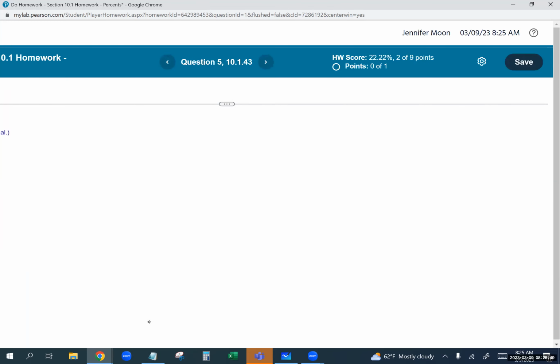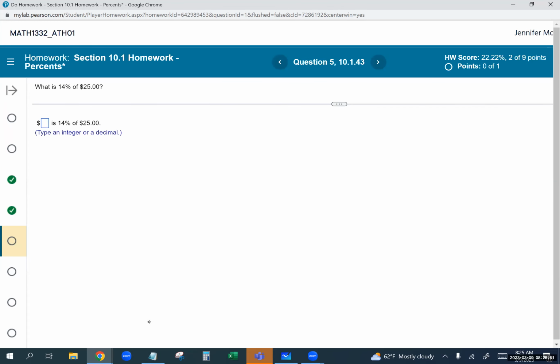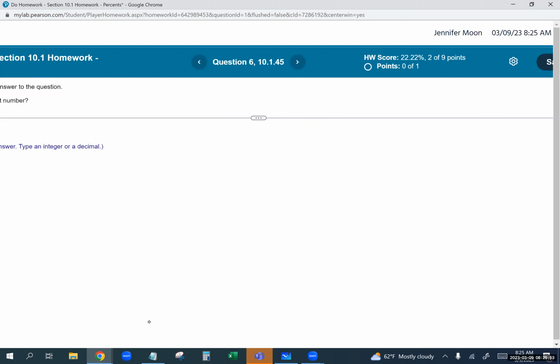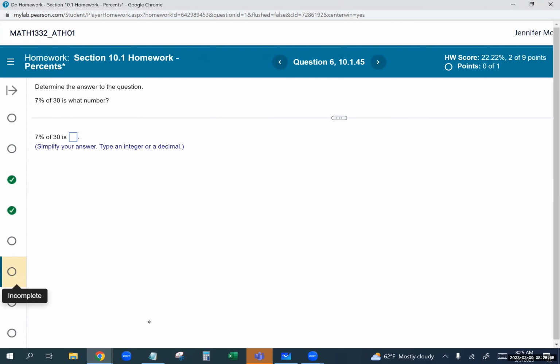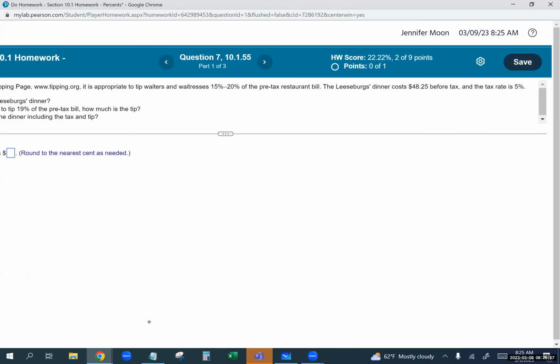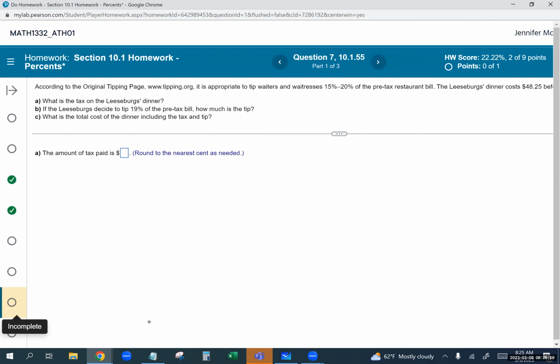Okay, so what is 14% of $25? We did one like that. 7% of 30, we did one like that. I got 7 and 9 on here. I like these personally, but I know that it's wordy.